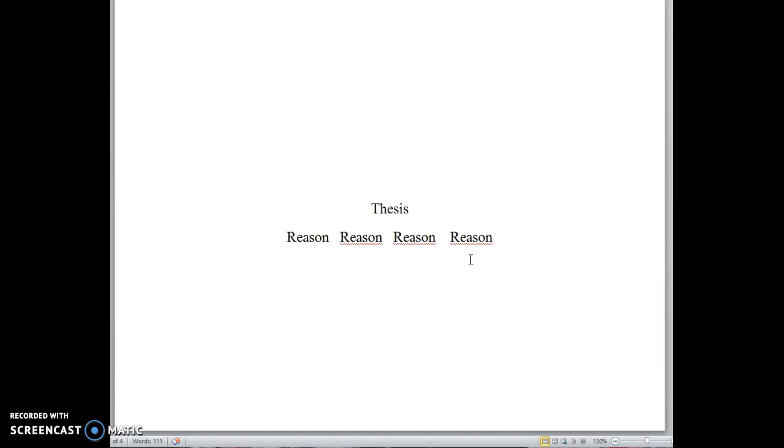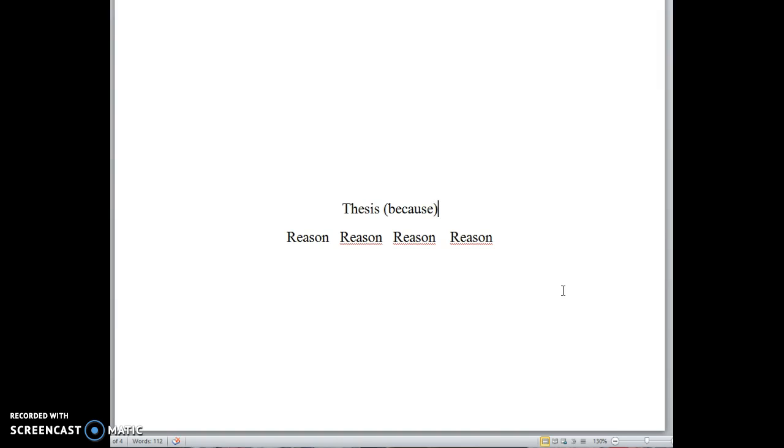From there, you have your first level of support, and those are reasons. Reasons that your thesis is true and should be believed. You can think of this in terms of the because test. You should be able to take your thesis, then think to yourself the word because, and then give the reasons following that word. Thesis because reason, reasons that the thesis is true.